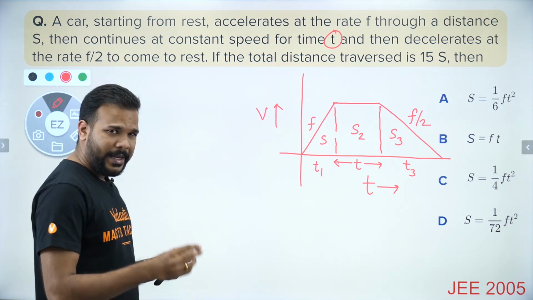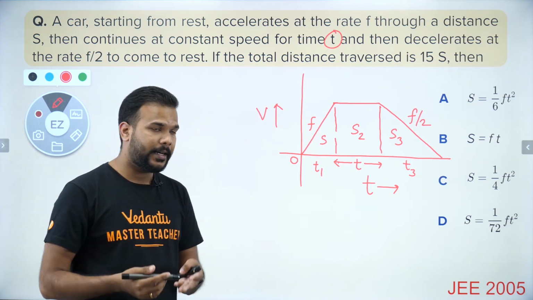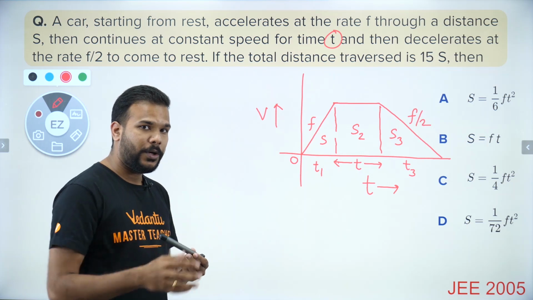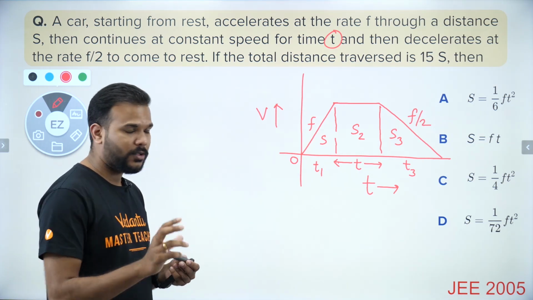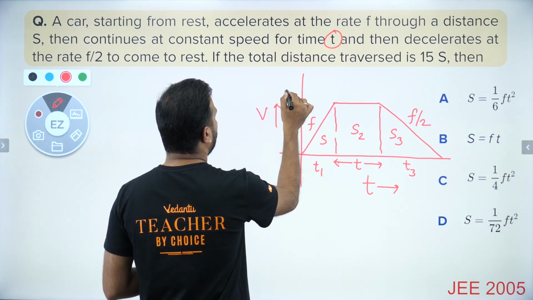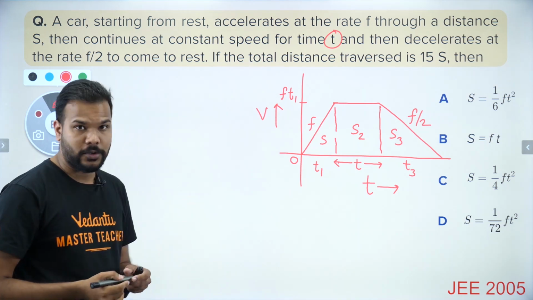So guys, very quickly, the car started from rest, accelerated at a rate f, and moved for a time t1. If you apply v equal to u plus at with u equal to 0, it is only acceleration into time. That means the maximum velocity is going to be f times t1. So we have that velocity also with us.